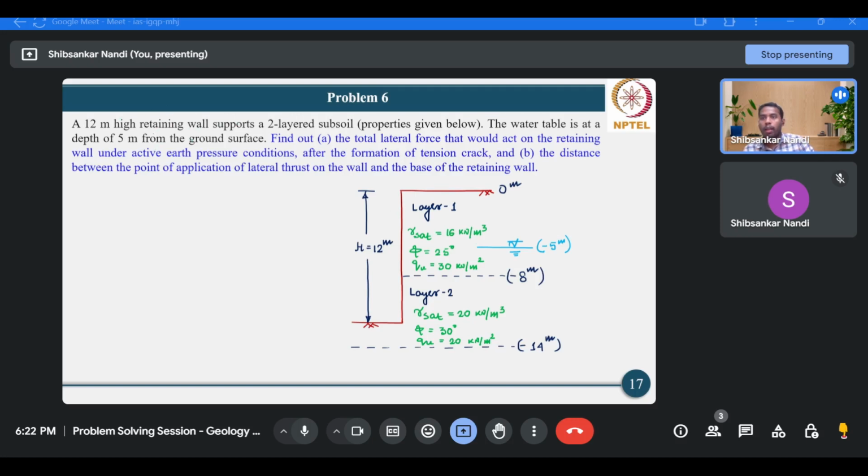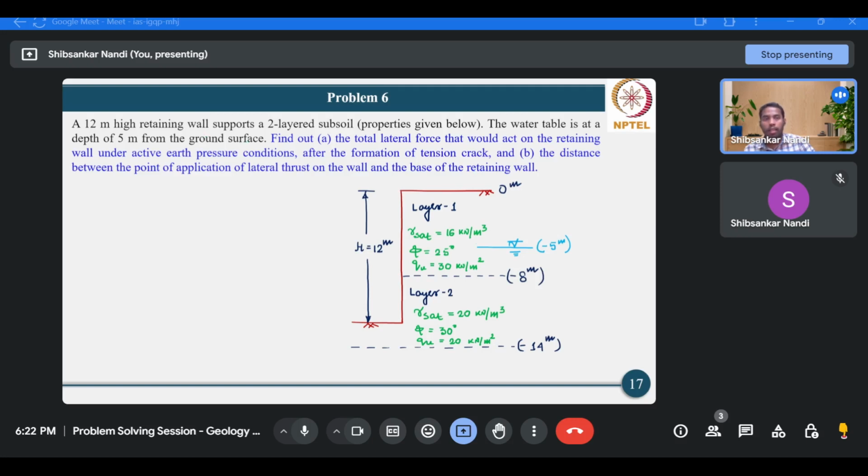So a 12-meter high retaining wall supports a 2-layered subsoil. The properties are given below. The water table is at a depth of 5 meters from the ground surface. So we have to first find out the total lateral force that would act on the retaining wall under active earth pressure conditions after the formation of tension crack.